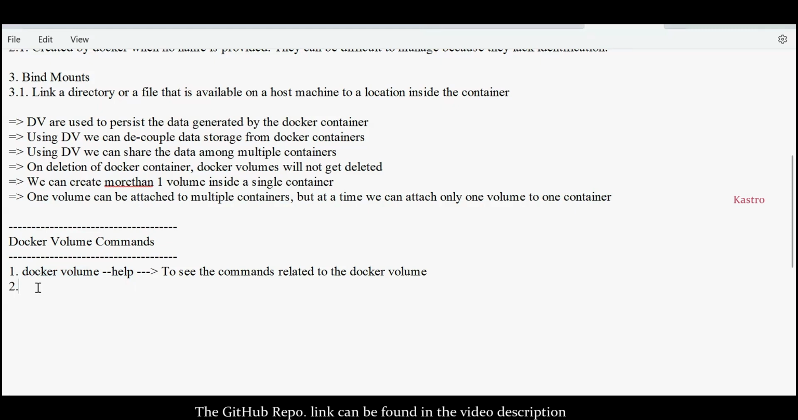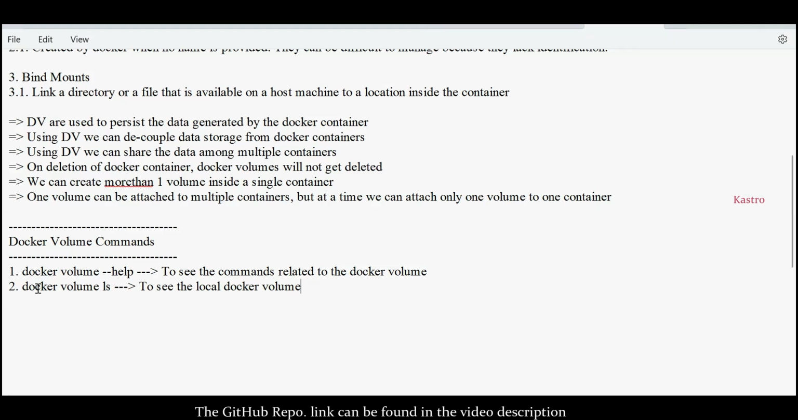And then if you want to see the local volumes, we have a command which is docker volume ls. Docker volume ls to see the local Docker volumes. By default, on the Docker engine, we will have a couple of volumes. Those are called default volumes.